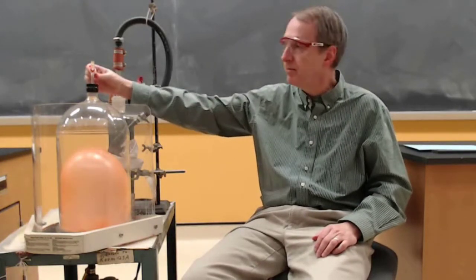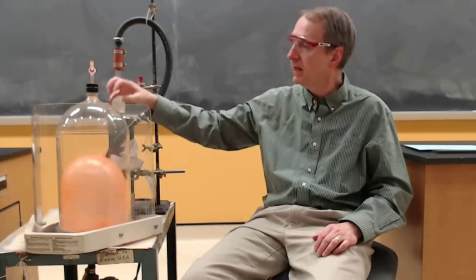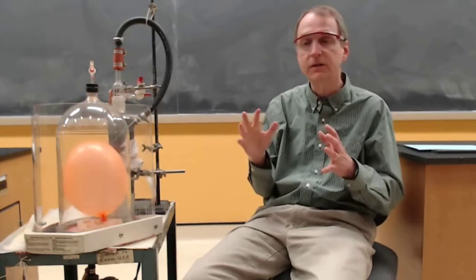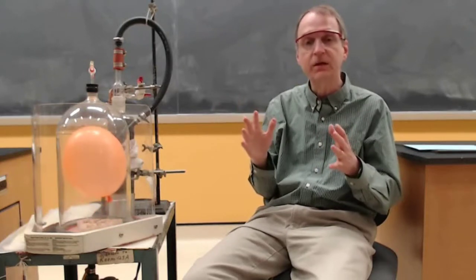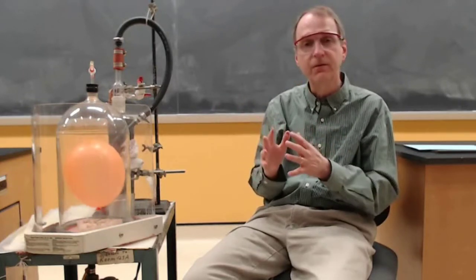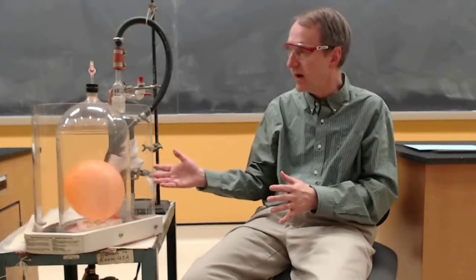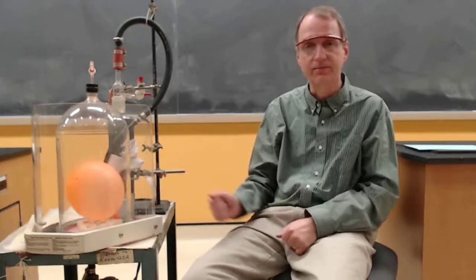Open the tap at the top. Now we're putting gas back, or air back in. Pressure is increasing not only in the jar, but also inside the balloon. As the pressure increases inside the balloon, the volume decreases. And it should now go back to its original volume.